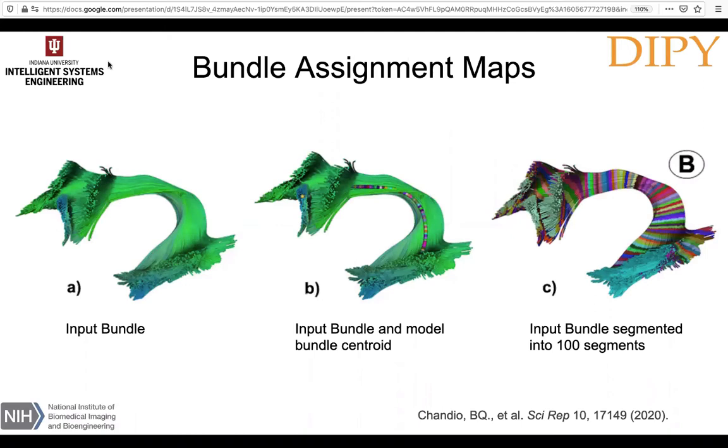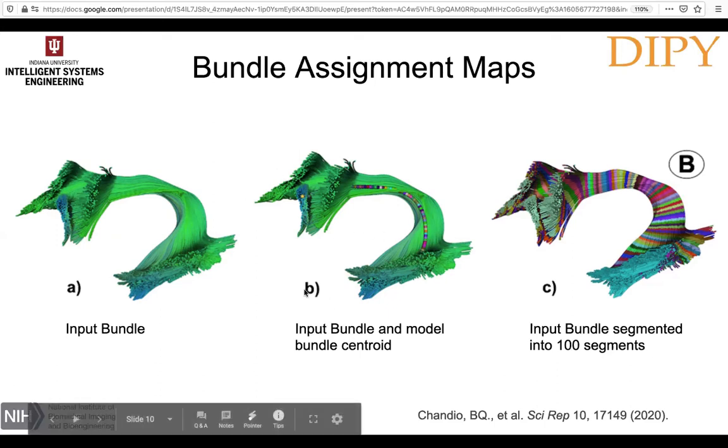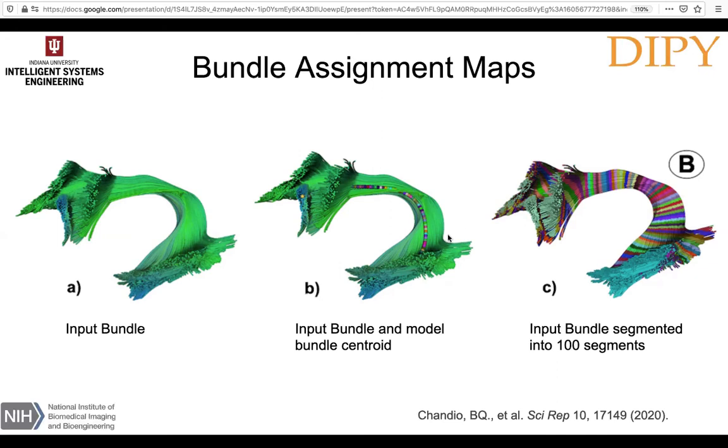To do so, we have this step in BUAN we call bundle assignment map, where we create smaller segments on the bundle. So we start with input bundle A, and then we have a model centroid, which we have from the model bundle that we use to extract bundles. And we project this centroid over the input data in the B. And each centroid is shown in a random color. So different color shows different centroid.